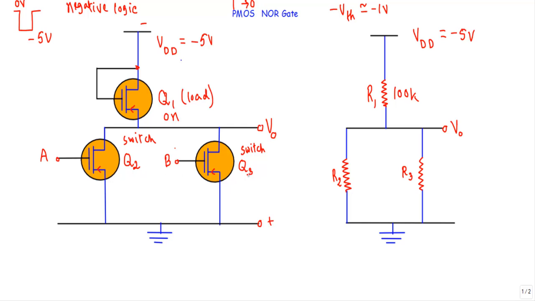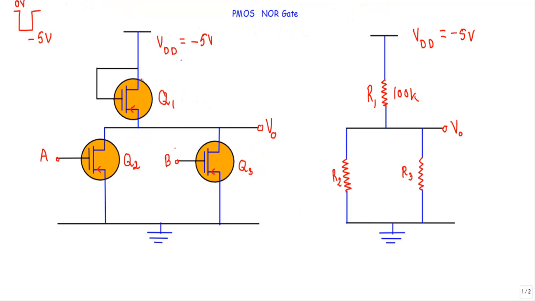Q2 and Q3 will be switching MOSFETs. When they are in on state, they will provide a resistance of 1 kilo ohm. During off state, it will be 10 to the power 12 ohm. So I can replace the transistors Q2 and Q3 with resistors R2 and R3 respectively. Therefore, I can replace this entire network with a resistive network like this, and they will be mutually comparable.